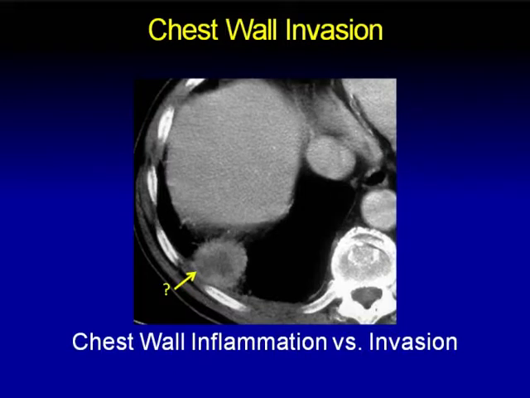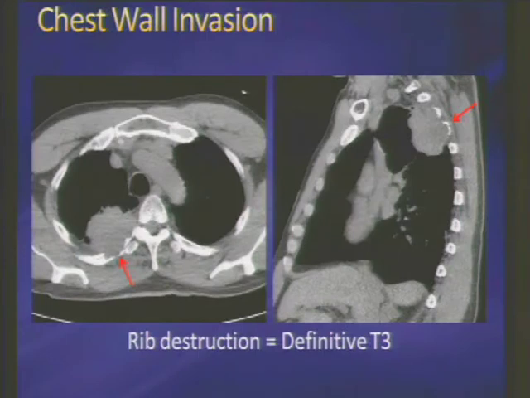So here's an example of a mass in the right lower lobe. See some increased density in the chest wall. Really don't know whether this is microscopic invasion or simply just reaction up next to it. This case here illustrates more definitive T3 chest wall invasion because there's definite rib destruction you can see here in the overlying ribs.